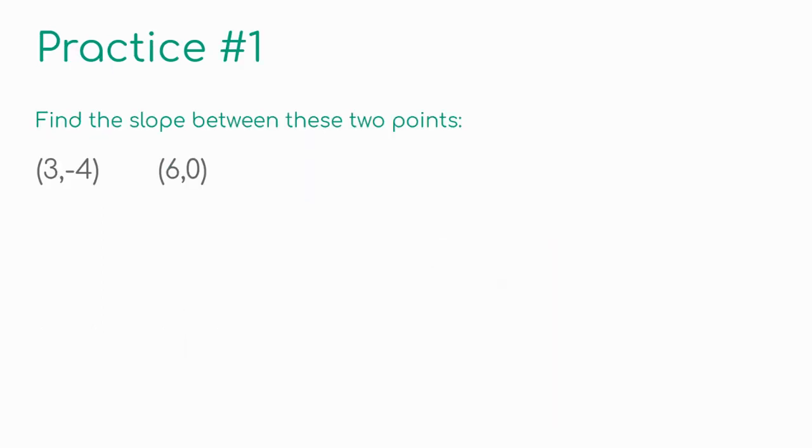All right, so we're going to go through a couple examples. If I ask you to find the slope between these 2 points, (3, -4) and (6, 0), the first thing you're going to do is write down your formula, which you should have written down somewhere: m equals y2 minus y1 over x2 minus x1. Then I'm going to label my points. So my first coordinate, (3, -4), is going to be x1, y1. And my second point is going to be x2, y2.